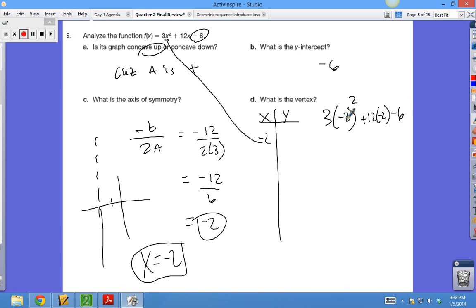Okay, I do exponents first. So negative 2 times negative 2 is 4. 4 times 3, that's going to turn to a 12. This is a negative 24 and a negative 6. So 12 and a minus 24 is a minus 12. Minus 12 and a minus 6 is a minus 18. So my vertex is going to be left 2 and down 18.